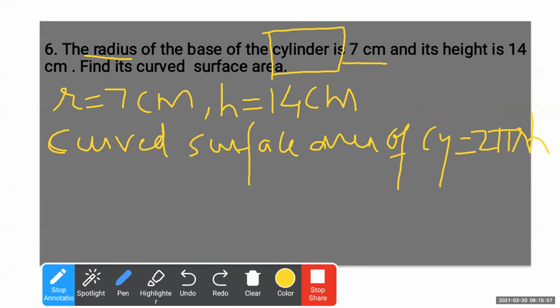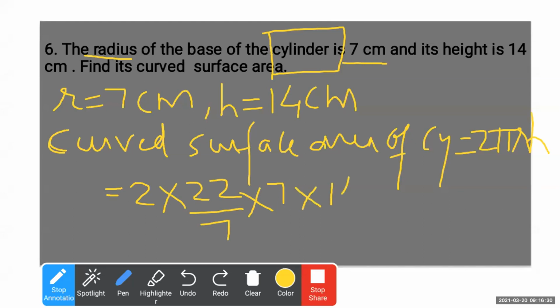Now here the pi. The value of pi, students, you can take as 22 upon 7 or 3.14. If it is not given in the question, you can take any of the values. And if it is given in the question, then you have to take that value itself. So 2 into pi value, here I will take 22/7, into r. R is nothing but the radius, that is 7, and h is nothing but the height, that is 14.